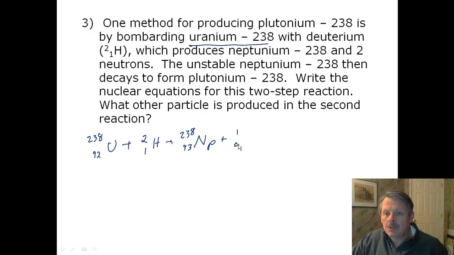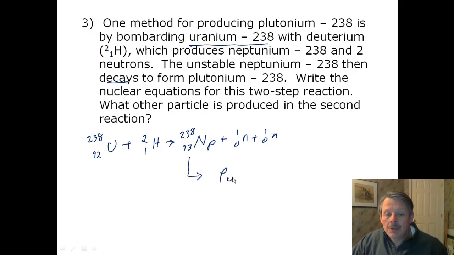So let's make sure this actually makes sense before we go any further. All right, we have a total of 240 on top on the left, and we do on the right as well. And we have 93 on the bottom on both sides. So that's good. Okay, but now it says the unstable neptunium decays. All right, so this thing right here is going to decay. And when it decays, well, that's got 238 and 93, so it's forming plutonium.